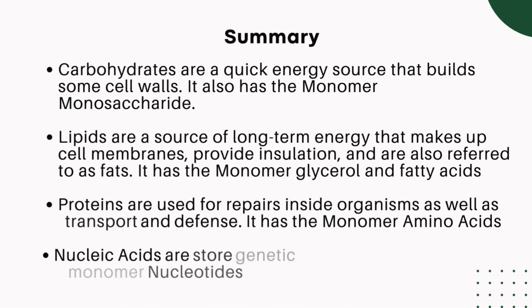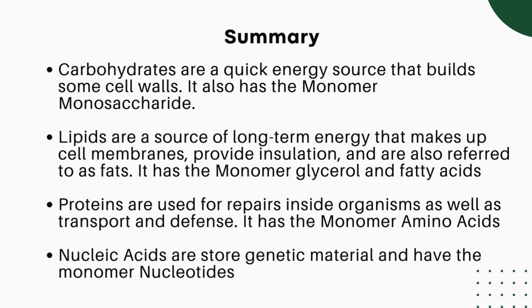Now that we have a good understanding, let's sum up what we have learned. We learned that carbohydrates are a quick energy source that builds up some cell walls. It also has a monomer of monosaccharides. Lipids are a source of long-term energy that makes up cell membranes, provides insulation, and are also referred to as fats. It has a monomer of glycerol and fatty acids. For proteins, we know that they are used for repairs inside of the organism as well as transport and defense. It has the monomer amino acids. Nucleic acids are used to store genetic material and have the monomer nucleotides.